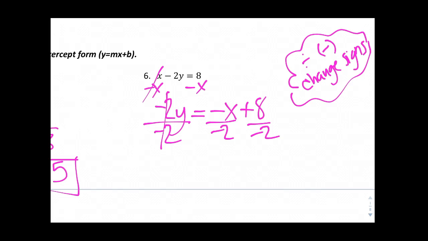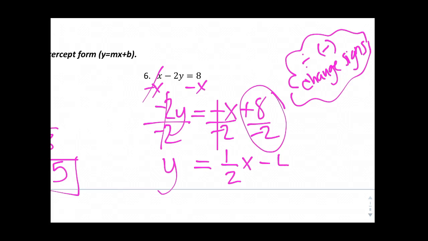This one's less complex because changing the sign of an equal sign is literally just still an equal sign. I have just a y. I have positive 1 x over 2 because this cancels out to make a positive. And lots of us like to write this x down to the side so that it looks like it's in y equals mx plus b form. This becomes a negative, so I get negative 4. That's my final answer.